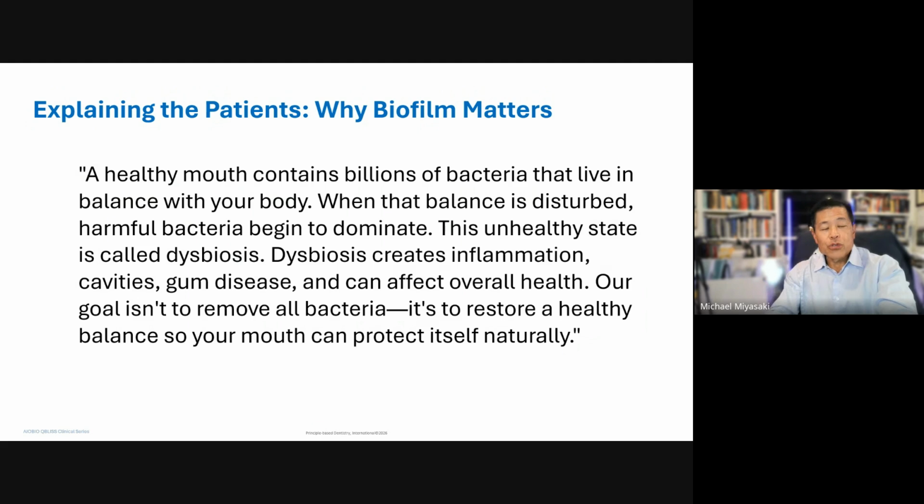But I talked about scripts earlier. A real easy script is: a healthy mouth contains billions of bacteria that live in balance with your body. When the balance is disturbed, the harmful bacteria begins to dominate. And that unhealthy state is called dysbiosis. That dysbiosis is what creates the inflammation of your gums, cavities, gum disease, and can affect your overall health. Our goal is not to remove all the bacteria, but to restore a healthy balance so your mouth can protect itself naturally.